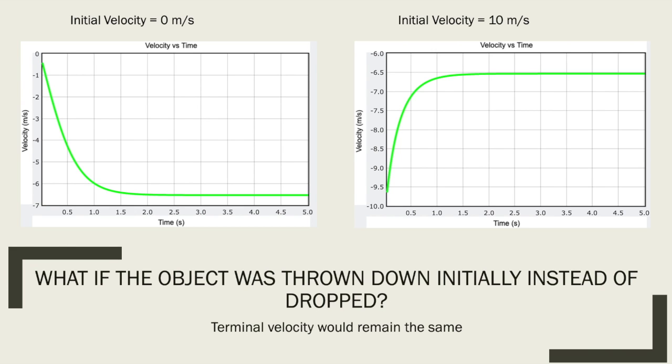If the object would be thrown down instead of just dropped, the terminal velocity would be the same. This is because it is dependent on the mass, surface area, and density of the air it is falling through. Since none of these changed, even with the addition of an initial velocity, the terminal velocity remains the same.